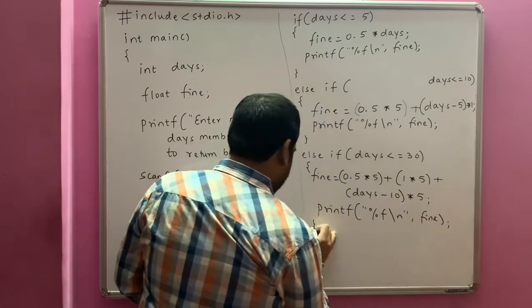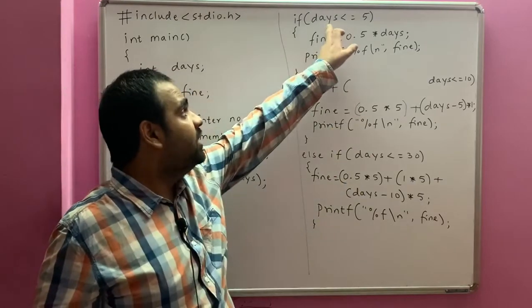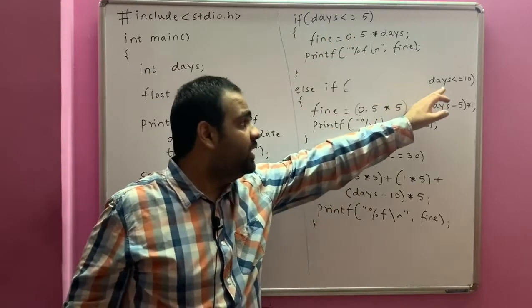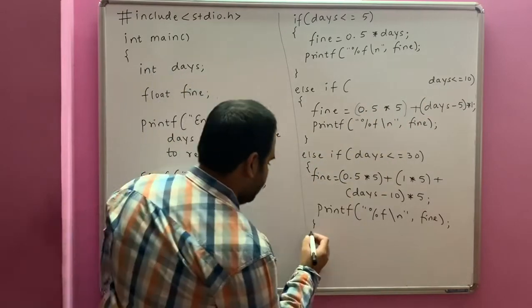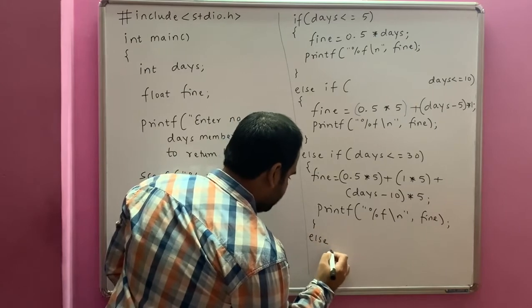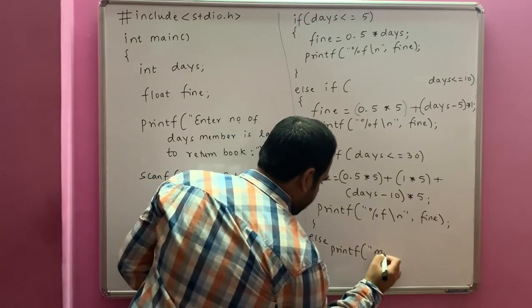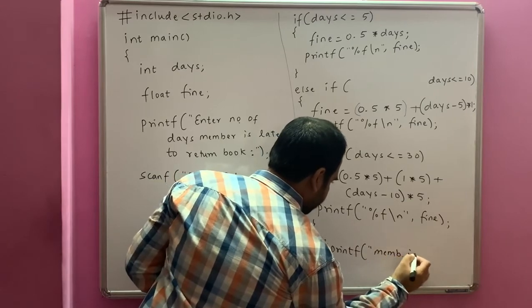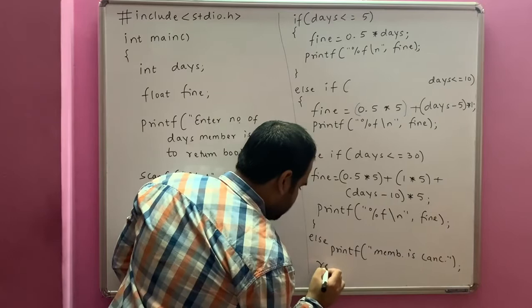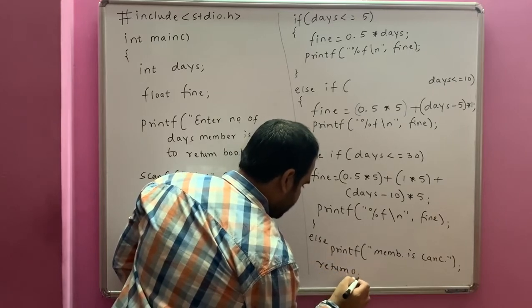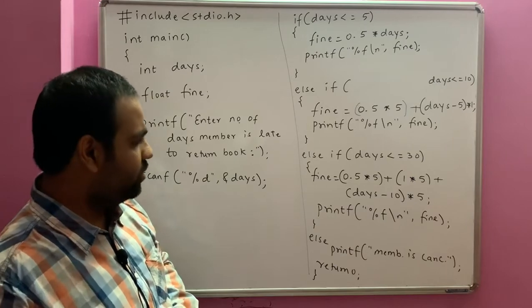Okay. Now let's say the number of days to return the book is 31. 31 less than or equal to 5, no. 31 less than or equal to 10, no. 31 less than or equal to 30, no. Hence, I need to write here else printf membership is cancelled. I write here membership is cancelled, and we stop the program here. This is how we write this program.